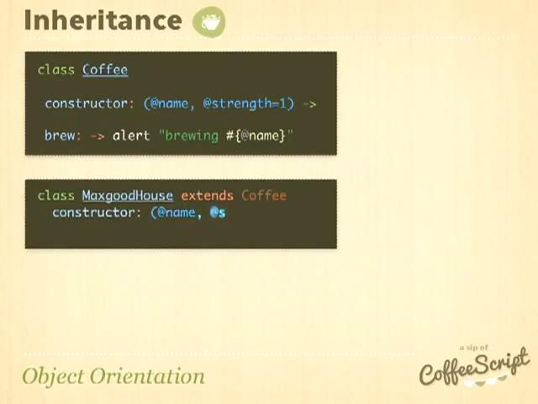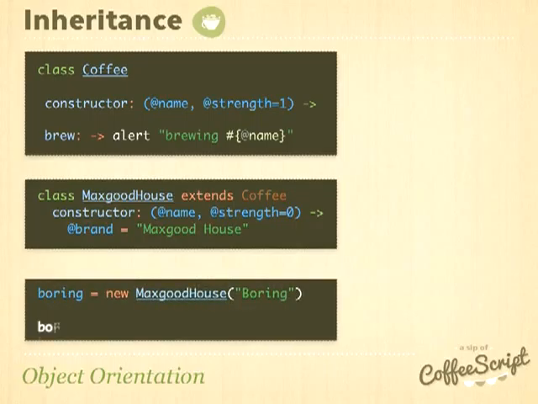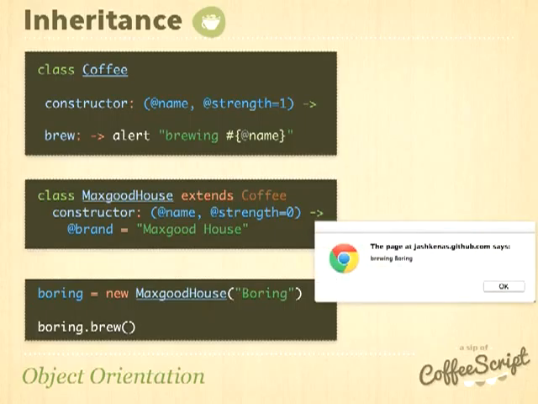We can also override the constructor if we want to. So in this case, the default strength is going to be 0. And we can also add properties at this point. So we can have brand equals Max Goodhouse. At this point, we can instantiate that class. And if we run boring.brew, we're going to get back brewing boring.